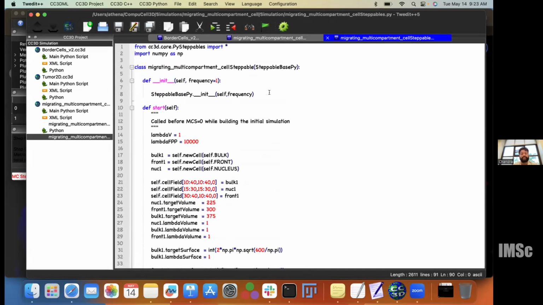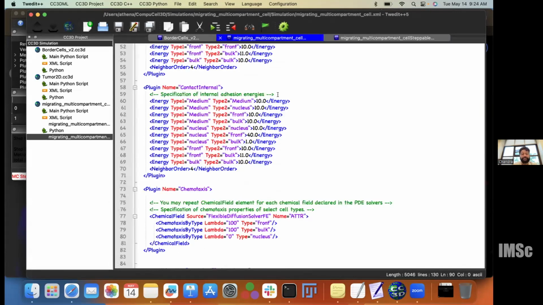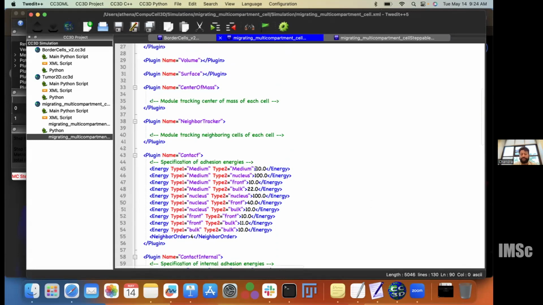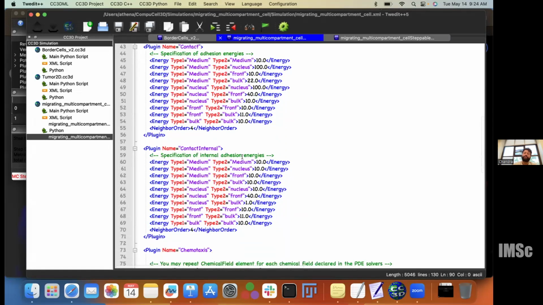The most important thing when you have multi-compartment cells is the energy values that you now have. There are two sets of them. One is when compartments belonging to two different cells interact with each other, as opposed to when compartments belonging to the same cell interact with each other. That's why there is something called the contact internal, a contact energy internal. So you have to be very careful in picking these things.